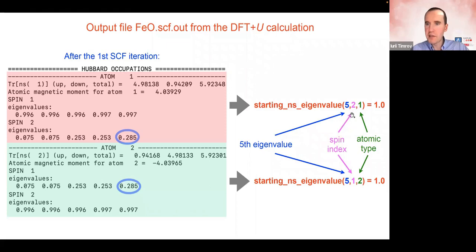The second index is spin. In this case, it's 2. So for the first atom, it's the second spin channel. So we say spin 2. And the last index is the atomic type. In this case, atom 1, which is iron 1, is the first atomic type. So we put 1. While for the second atom, we say atomic type 2, first spin channel, because it's in spin 1. And again, it's the 5th eigenvalue. So we need to specify these 2 new keywords. What it will do is, after the first iteration, the code will try to converge to the solution where this eigenvalue is 1. Sort of hinting to the code, please try this path.